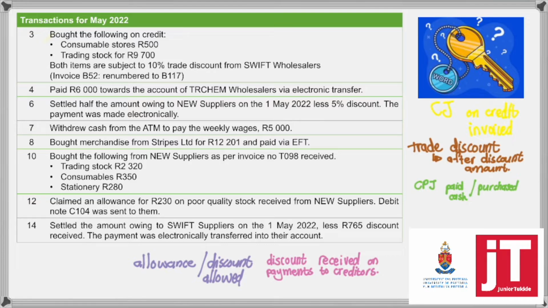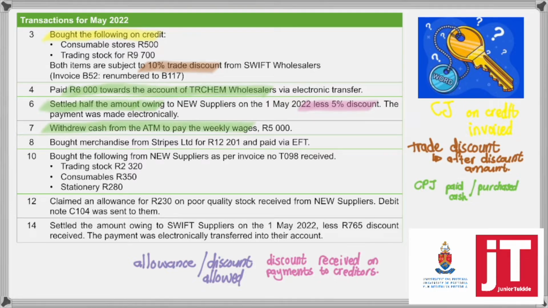So the first one, we bought the following on credit, so that will be a creditors journal entry. Both of these are subject to trade discount, so you have to minus the 10% off the 500 and the 9,700 Rand. Paid 600 Rand towards the account of Trichem wholesalers via electronic transfer, that's CPJ. Day 6, settled half the amount owing to new suppliers, less 5% discount. So that discount is on a payment to the creditor that we get for early payment, and we are going to take half the amount minus 5%, and that is what we're going to pay.